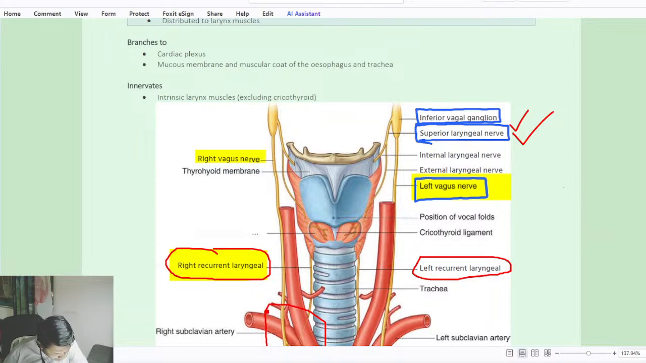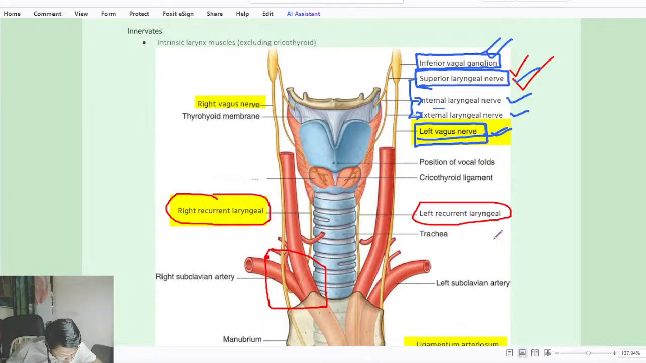From superior laryngeal nerve, we have two branches. One is internal laryngeal nerve, another one is external laryngeal nerve. So see, internal laryngeal nerve, external laryngeal nerve, and left vagus nerve. All roots are coming from inferior vagal ganglion. Again, inferior vagal ganglion gives a branch to superior laryngeal nerve, which gives branches to internal and external laryngeal nerve, and one large vagus nerve. Then the vagus nerve goes along with the carotid artery.